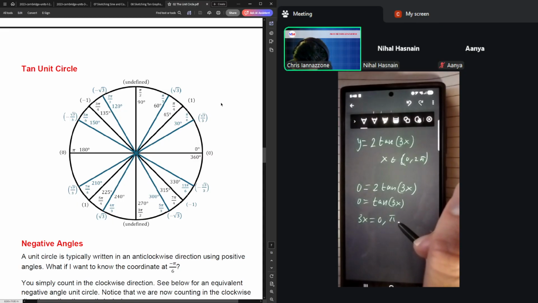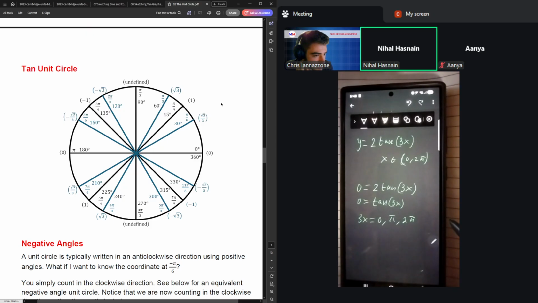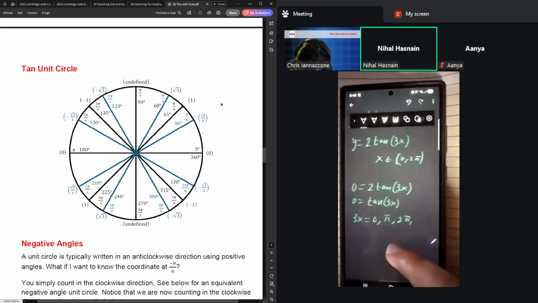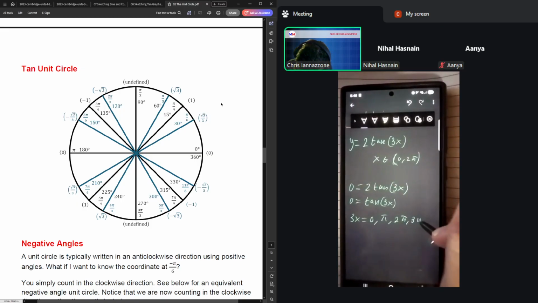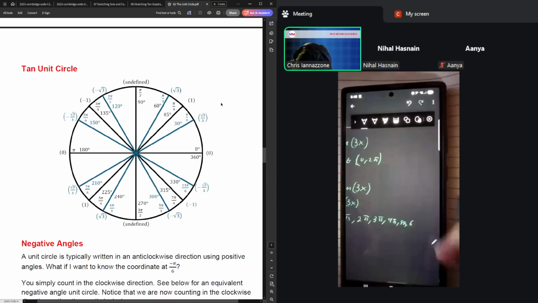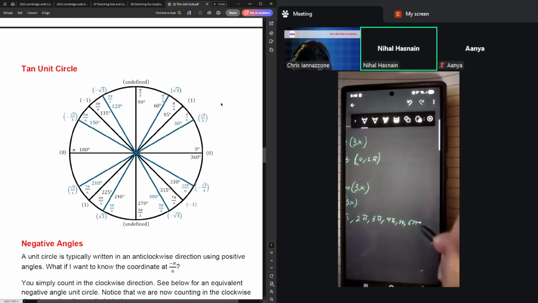0, pi and 2 pi. Wait, 2 pi is not included. Yeah, no, 2 pi is correct. You're allowed to double up on them. Yeah, it's 3x, so it's triple the domain. Yeah, 3x, we're tripling this. So instead of ending at 2 pi, we end at 6 pi. So 2 pi, 3 pi, 4 pi, we can see the pattern. Nice. 5 pi and 6 pi. So is 6 pi included?